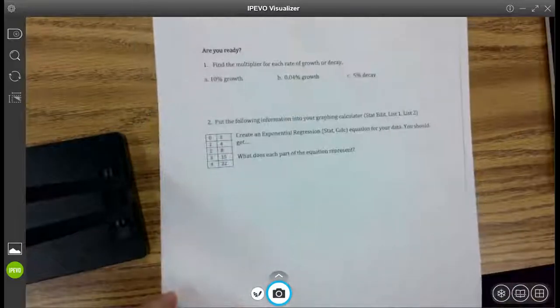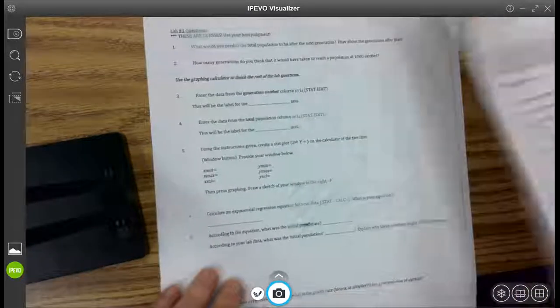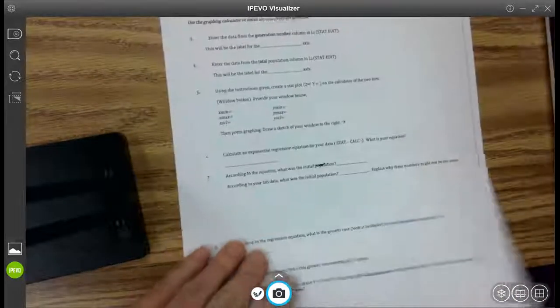Okay. And then this next page is a lab. So you don't need to do this. If we were in class, we would do it, but we're not going to. But if we come back, we might have time to. Okay. And then we'll start this tomorrow.